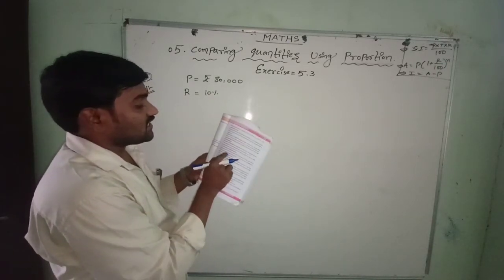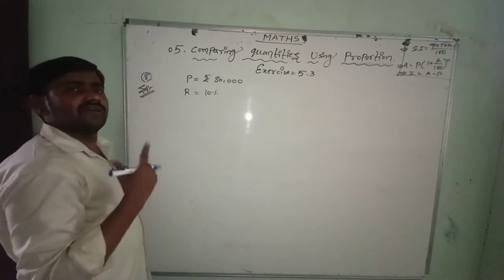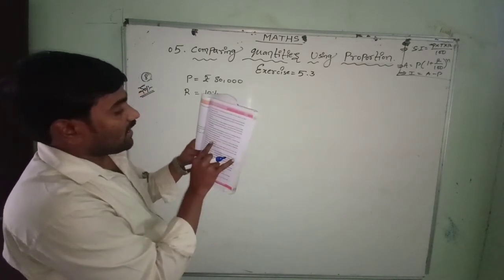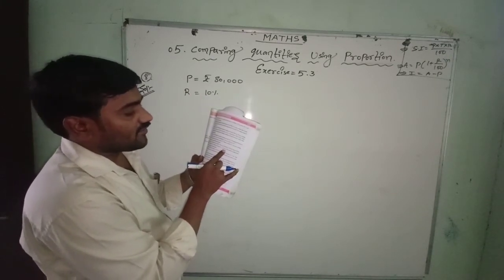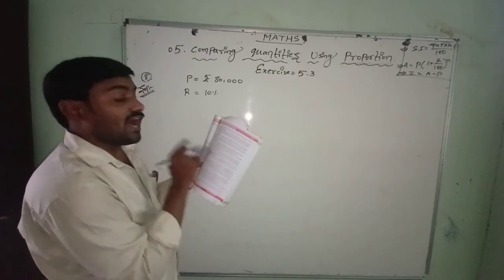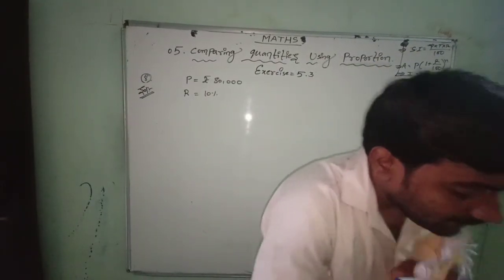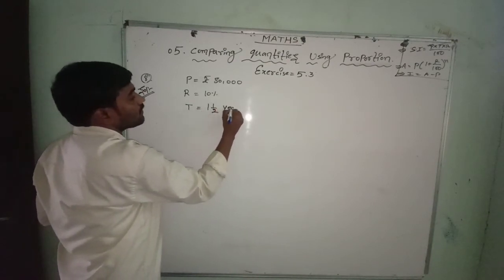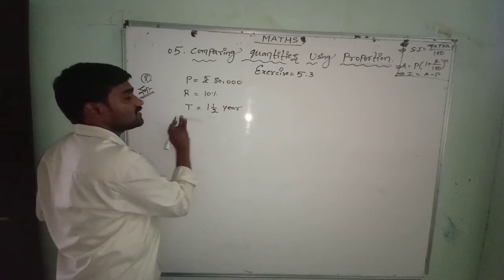Find the difference in amounts, he said. That means we have to find out the difference in amounts. How many amounts will come? Only one amount comes, right? So we are discussing how to find the difference in the amount paid after 1.5 years if interest is compounded annually and compounded half yearly. Here, see, they asked both: compounded half yearly and compounded annually. So the time period T equals 1.5 years, that is, T equals 1 year 6 months.